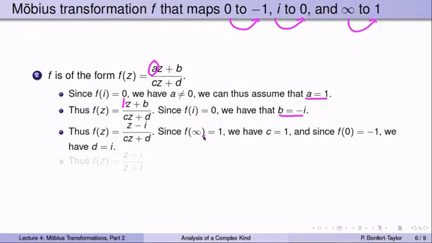Now let's use the fact that f of infinity is equal to 1. When you plug in infinity here, you get 1 over C. So 1 over C needs to equal 1, which means C needs to equal 1. And finally, since f of 0 is -1, if you plug in 0, we get minus i over D. That needs to be equal to -1, so D needs to be equal to i. Therefore, f of z is of the form (z minus i) over (z plus i), the same function we had found before, but this was much, much easier.